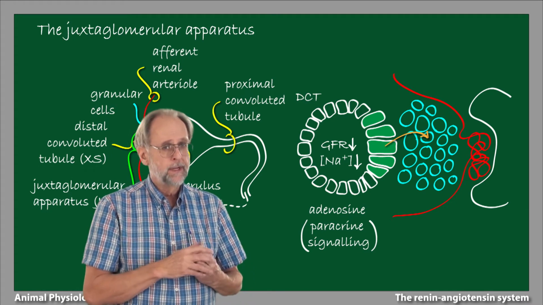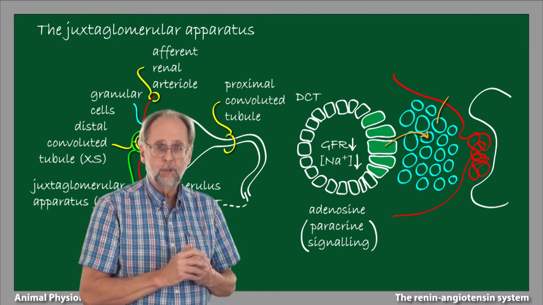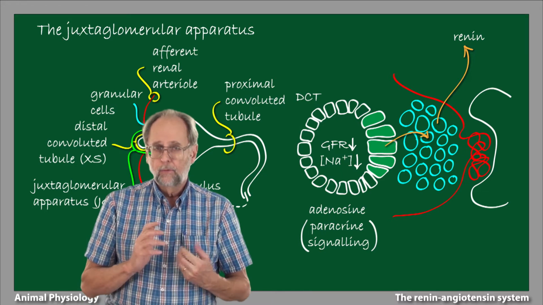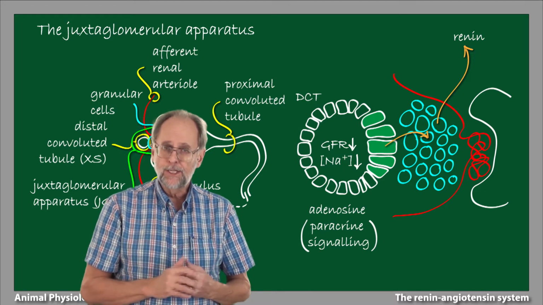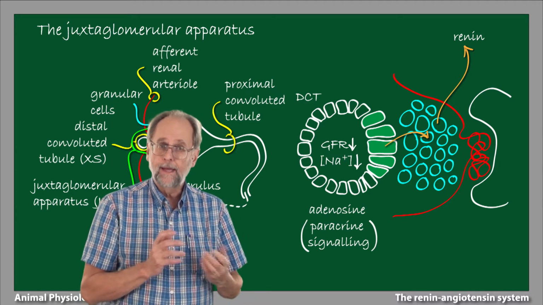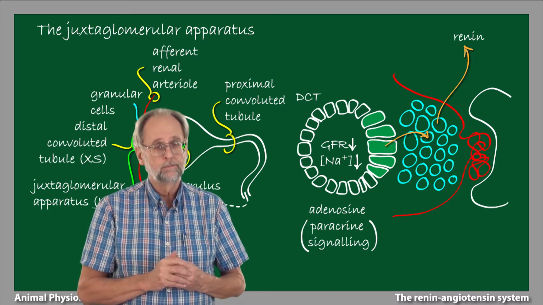In response to the paracrine signal from the macula densa, the granular cells release a protein hormone into the blood known as renin. Renin secretion is the first step of a complicated chain of events that ends up with the secretion of aldosterone from the adrenal cortex and ultimately the stimulation of sodium reabsorption from the tubule.